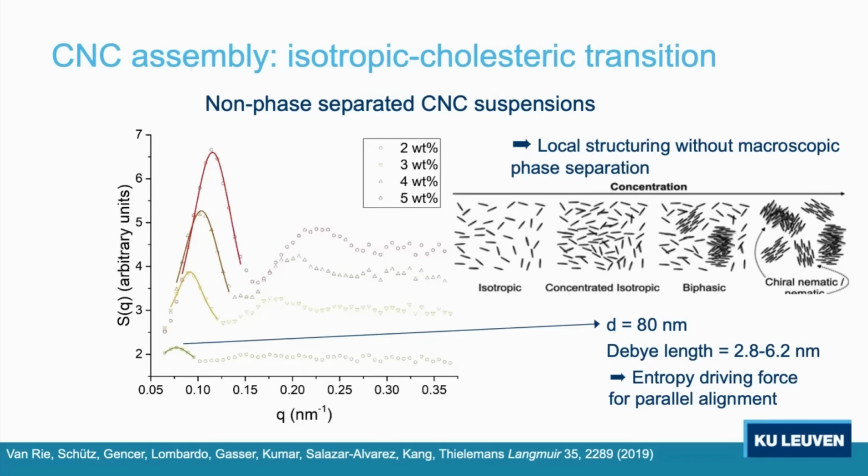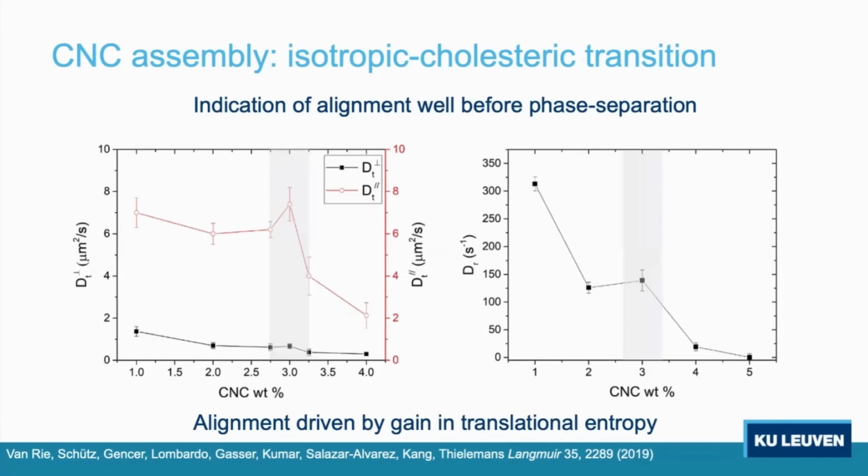We believe it's entropy driven, and we have proof for that. If you measure the diffusion coefficients, you actually see that at a point where you get more alignment, your translational diffusion coefficient goes up. The only way you can get an increase in translational diffusion coefficient is if your particles start aligning.